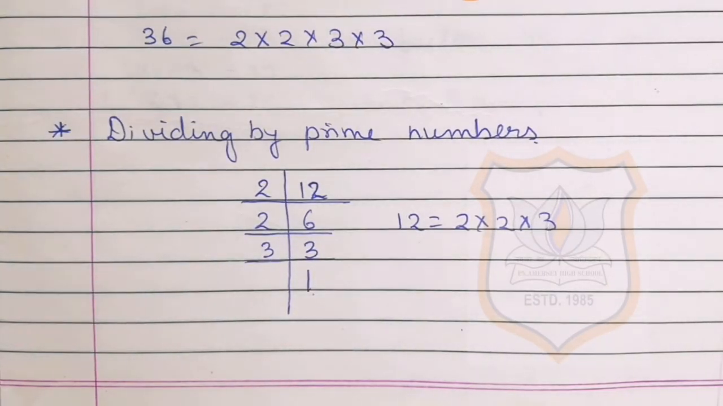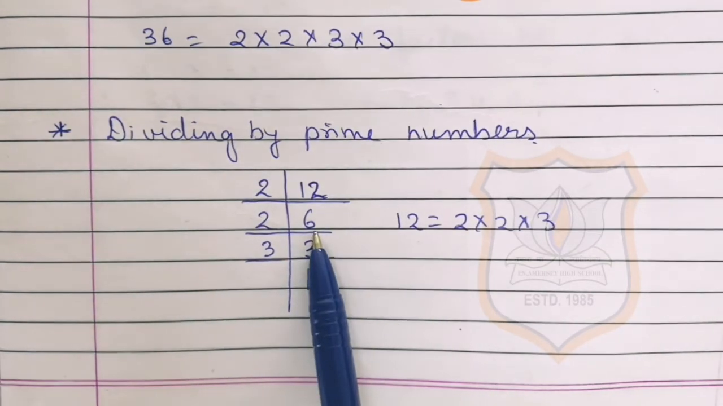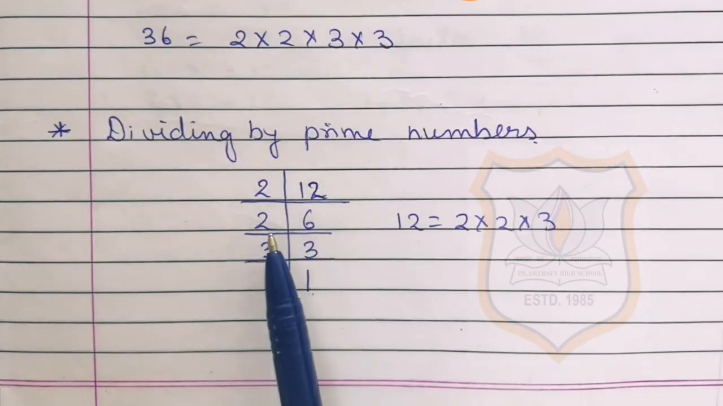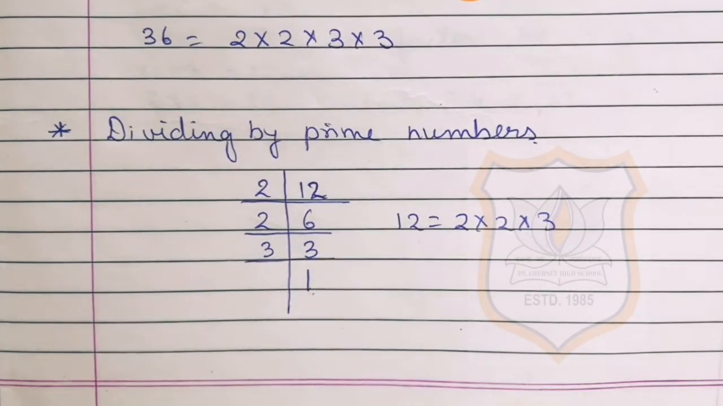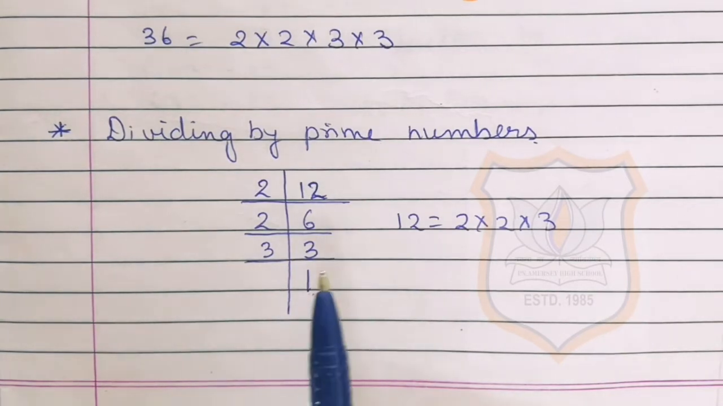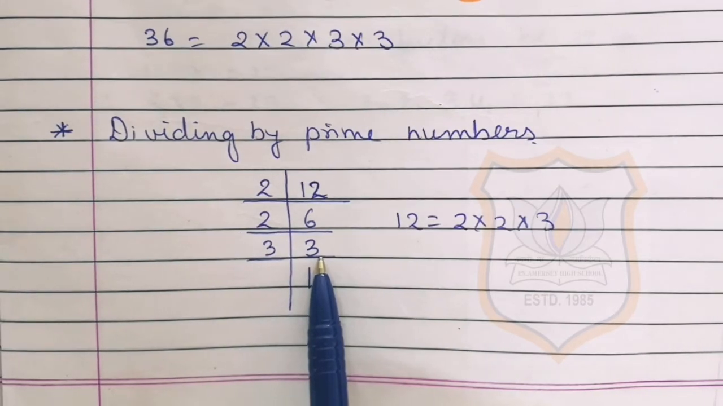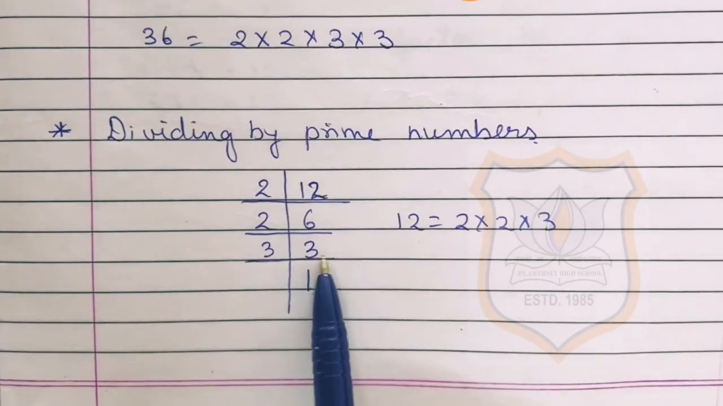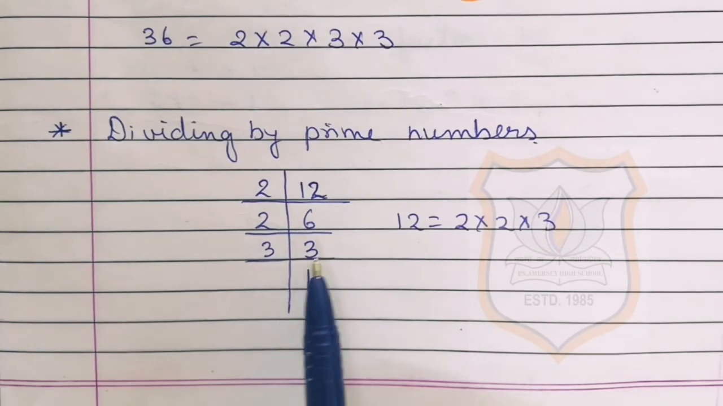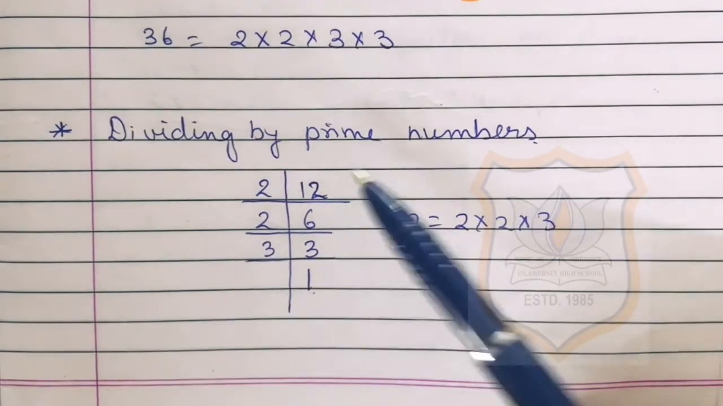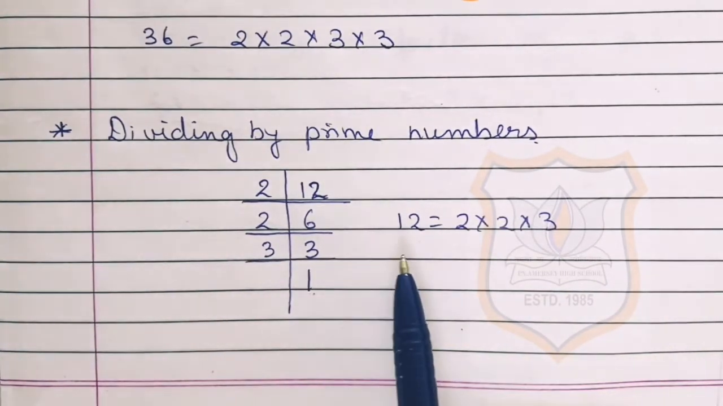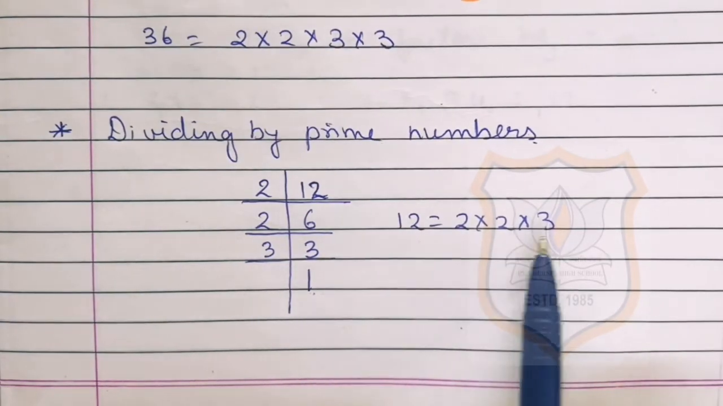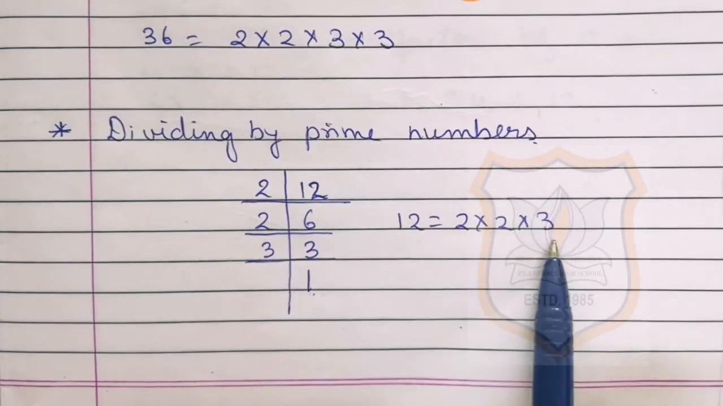Now again divide the quotient by the smallest prime number. Again we have to divide this 6 by the smallest prime number. Then again we will take 2. By dividing 6 by 2 we get 3 as a quotient. We have to repeat the process until the quotient becomes 1. Now as here the number is 3, we have to divide this number by the smallest prime number. As 3 is not divisible by 2, we will take the next smallest prime number, that is 3. By dividing 3 by 3 we get 1. We have to repeat the process until we get 1 as a quotient. Now the prime factors of 12 are 2 multiplied by 2 multiplied by 3. As you can see, 2 twos are 4, 4 threes are 12.